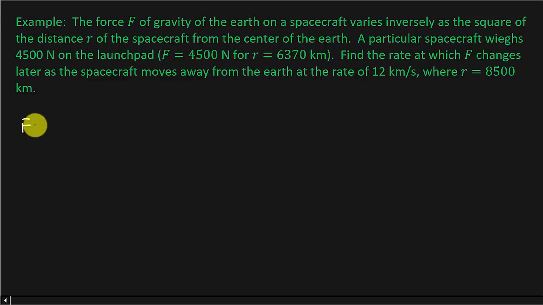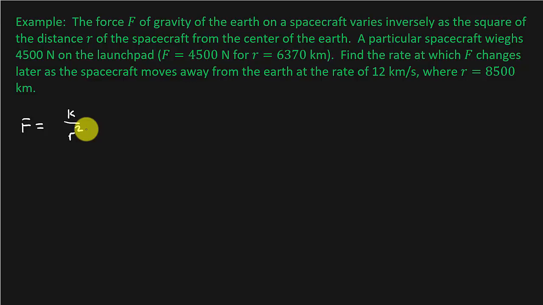So that's F is equal to what? K over the radius squared. Remember that varies inversely, varies directly, varies jointly. You did that in algebra, okay? If it was varies directly, it would be K times r squared, okay?